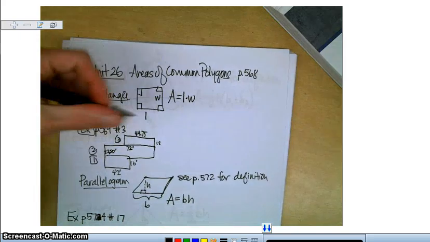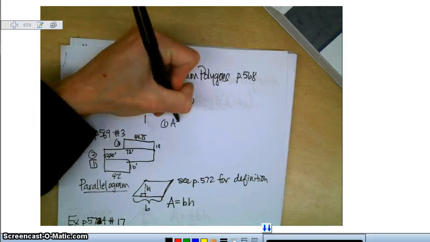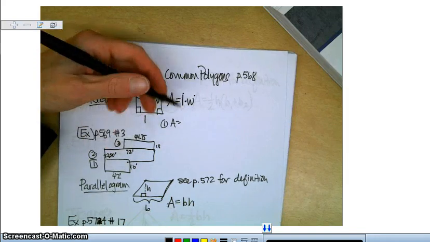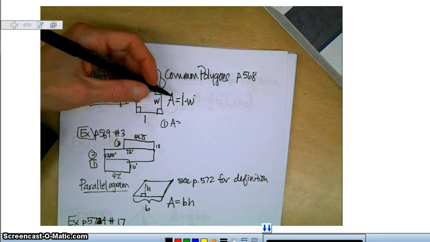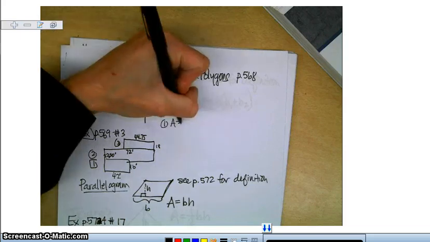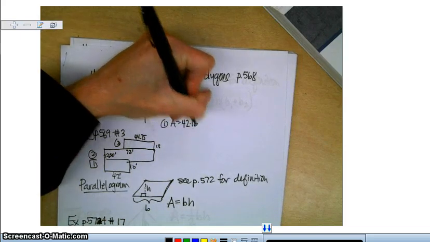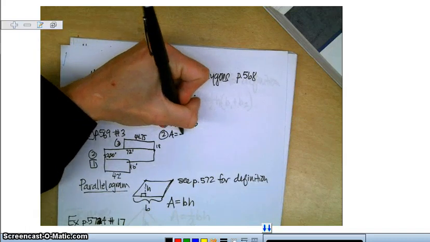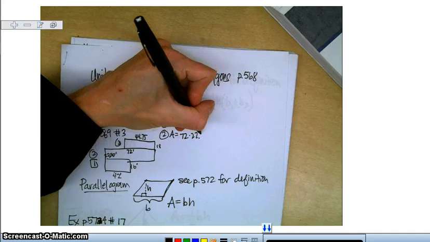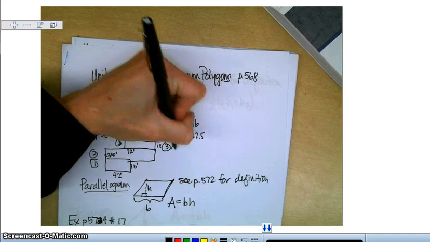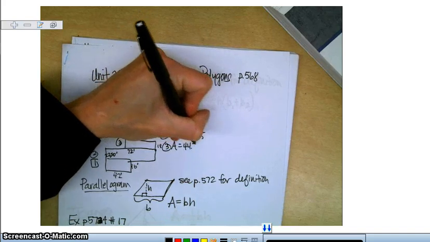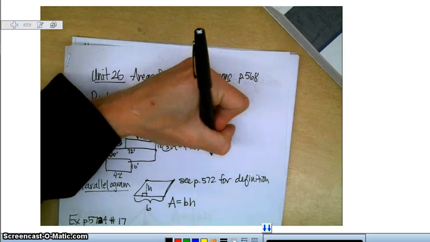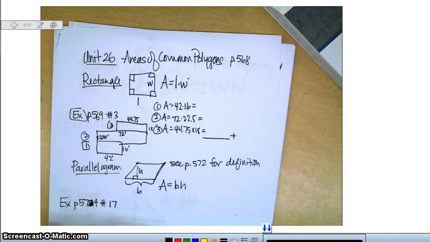So the area of the first rectangle is going to be length times width. Quite honestly, it doesn't matter which one is length and which one is width, as long as you've got the two measurements. 42 times 16. And then the area of rectangle 2 is going to be 72 times 22.5. And the area of rectangle 3 is going to be 44.75 times 18. We're going to get all of those answers, and then when we're all done, we're going to add them up.